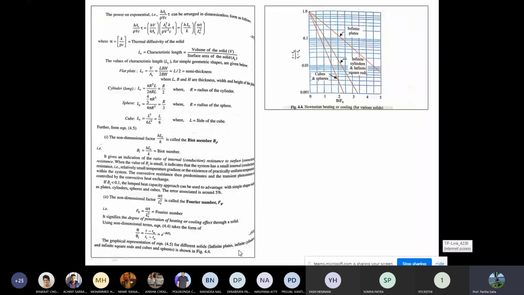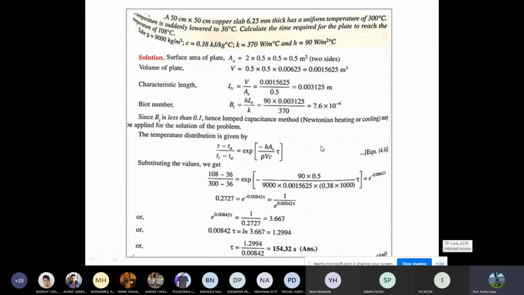For different geometry or solids given in figure 4.4, you can see for an infinite plate, T minus Ta over Ti minus Ta is a function of the Biot number and Fourier number, the multiplication of Biot number and Fourier number, and this is the geometry. So this is a very useful thing. We'll see how it is useful later. Let us solve a couple of numericals, and then it will come easy. I mean, you will be able to understand this in a better way.